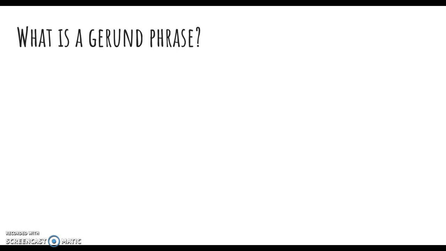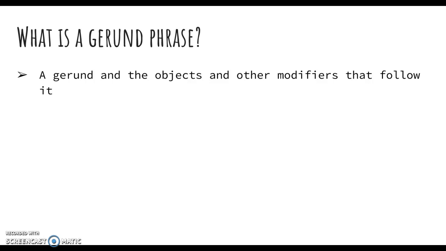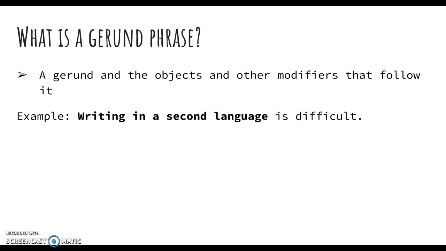What is a gerund phrase? A gerund phrase is a gerund and the objects and other modifiers that follow it. So for example, "Writing in a second language is difficult." So we have writing in a second language. This is a gerund phrase.